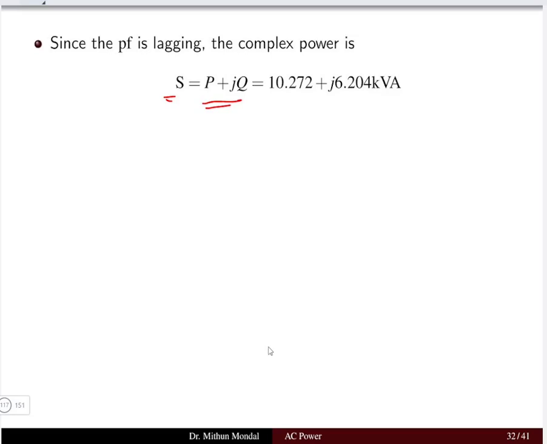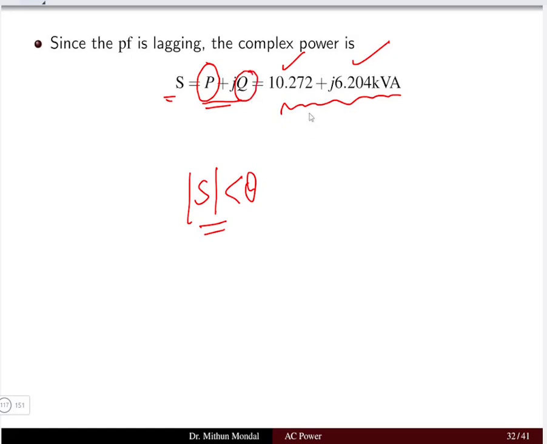So we have been given the magnitude of S and the angle theta, so we can convert that into rectangular format, with the real part and the imaginary part. Also, we have calculated the value of P, and we have also calculated the value of Q. So we can obtain this rectangular format for the complex power.